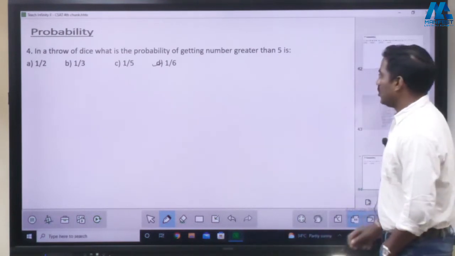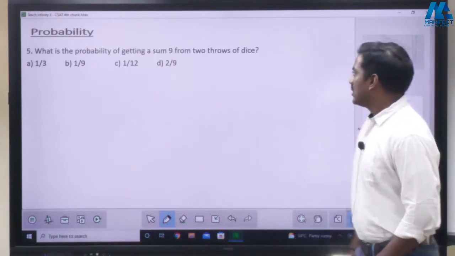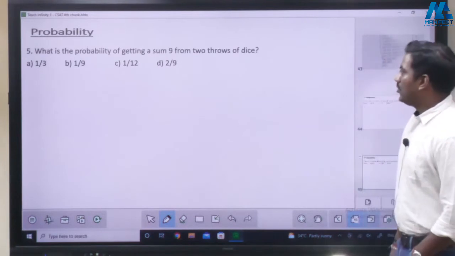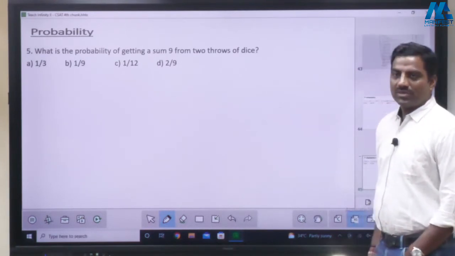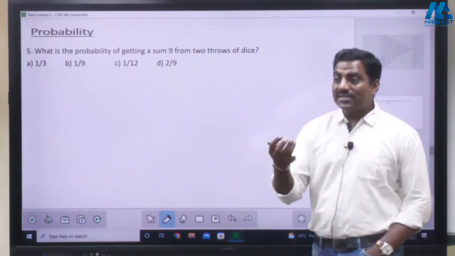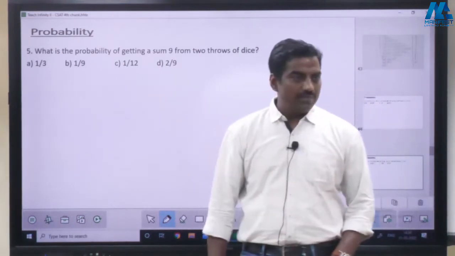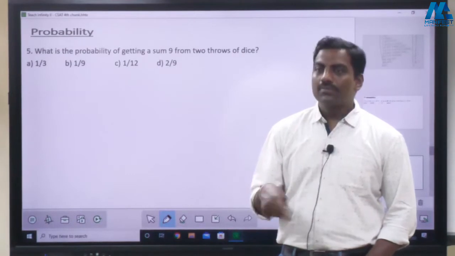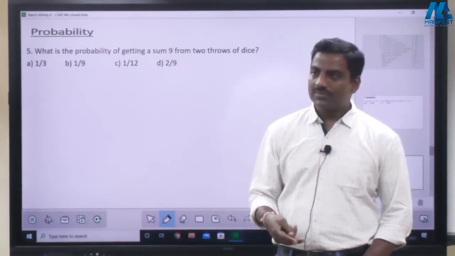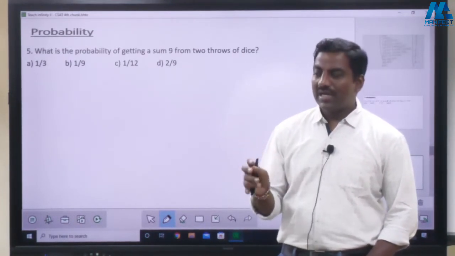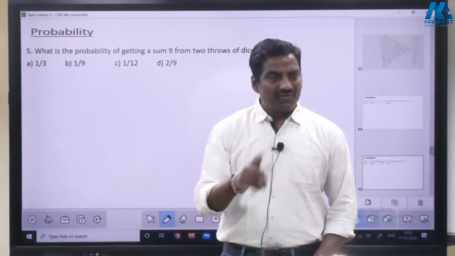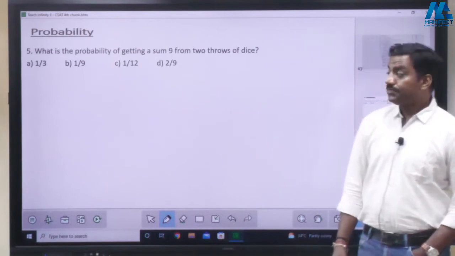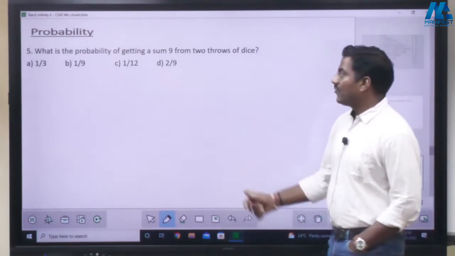We'll go to 2. What is the probability of getting a sum of 9 from 2 throws of dice? Either 2 dice can be rolled simultaneously, or one dice is rolled one after another. Both are the same thing. So tell me, what is the probability of getting 9?